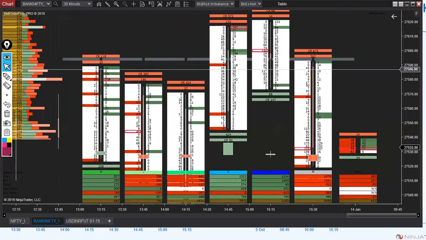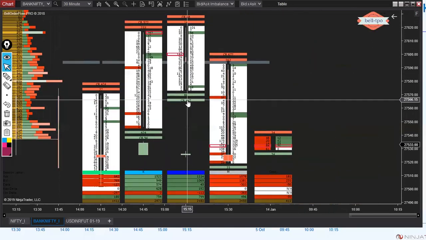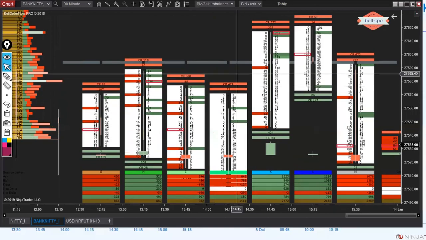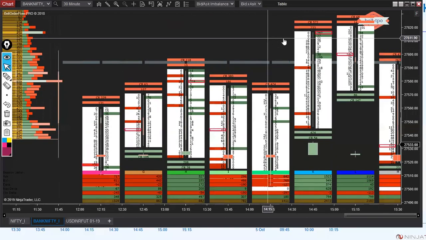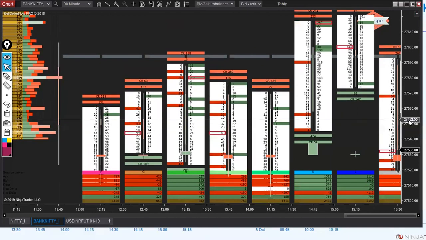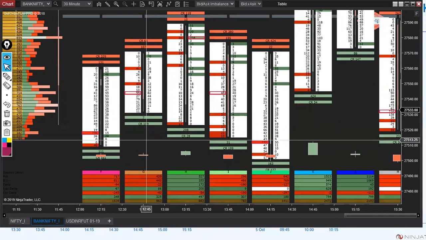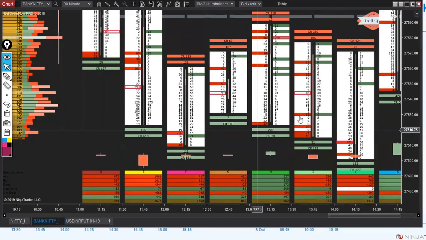Okay, so this is a 30-minute time frame. Where was the volume maximum here on a 30-minute time frame? Of course, the lot size is different. Is it a 30-minute time frame? Yeah, it's a 30-minute time frame.